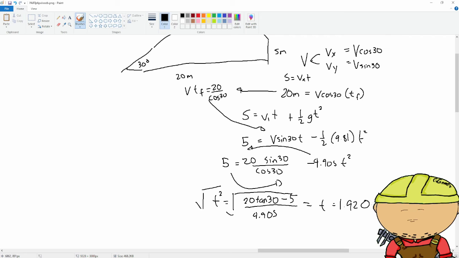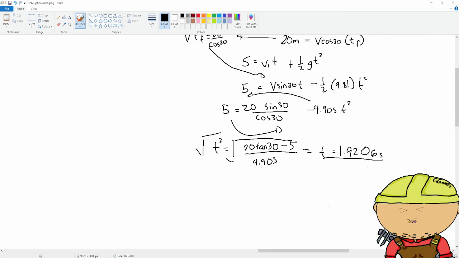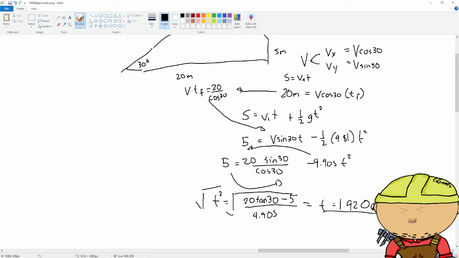1.9206 seconds. Okay, that is not what it asks. The velocity is the one being asked, right? So we just substitute it here. Velocity is equal to 20 cosine 30 divided by 1.9206.